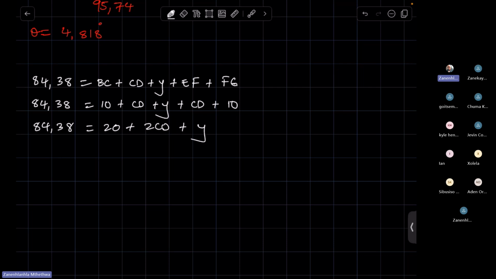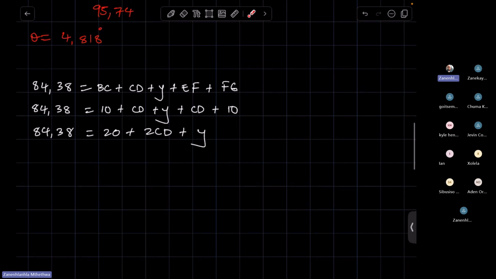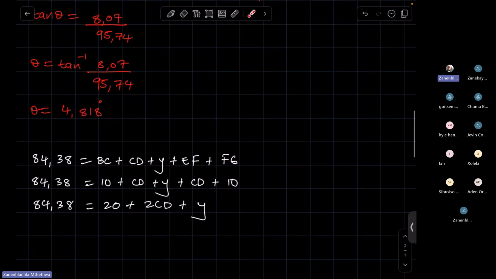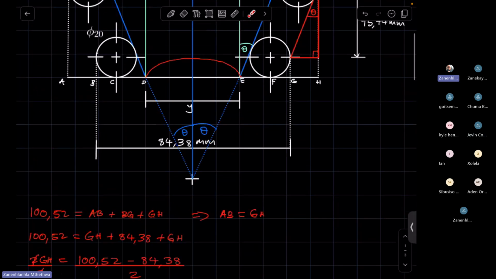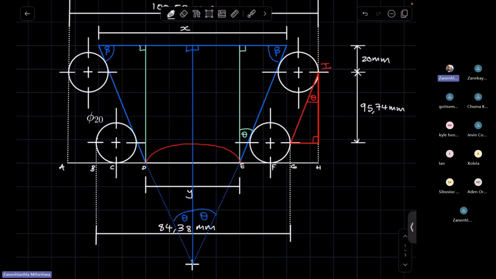So that is to say, in order to get Y, we have to determine CD, right? So from this algebraic expression, if we want to get Y, we first have to calculate CD, right? Are we together? Yes, sir. Right. So how do you calculate CD?